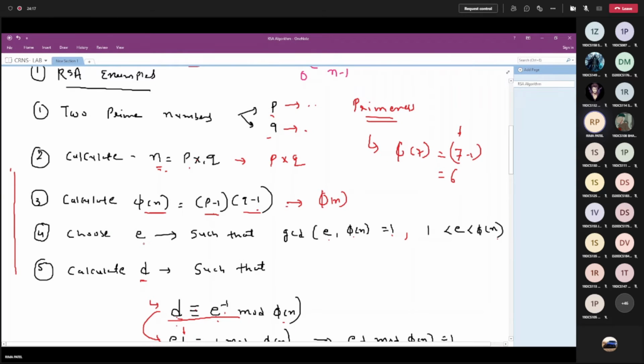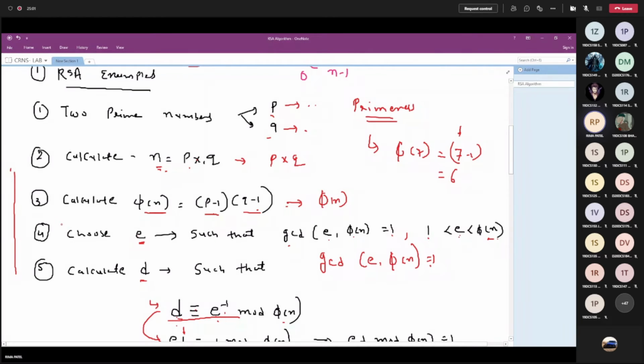Now choose E. If you want to choose E, there are two conditions. The first is that the GCD of E and the Euler totient function of n should be 1. So you are choosing E, but you need to fulfill two conditions. The first is that its GCD with phi of n should be 1. And one more condition: E should be greater than 1 and less than the Euler totient function of n. So according to the values, you have to choose E, right?